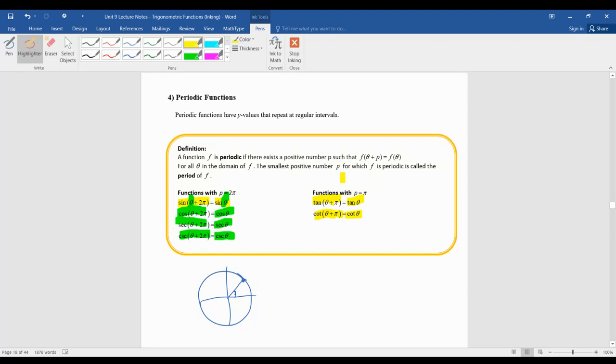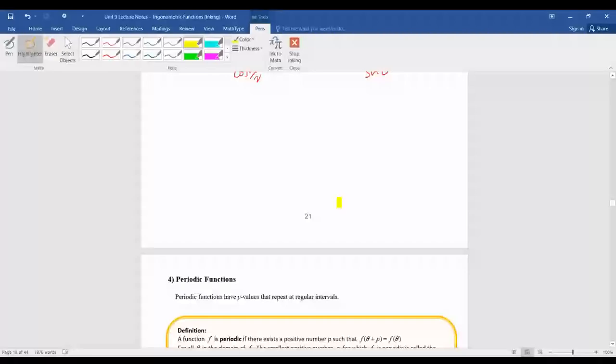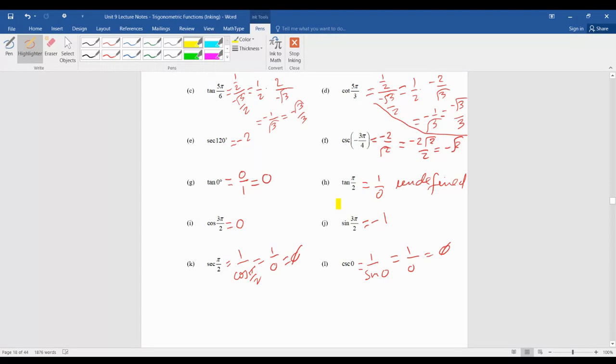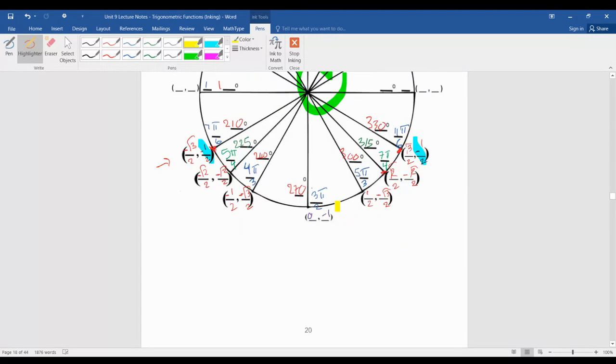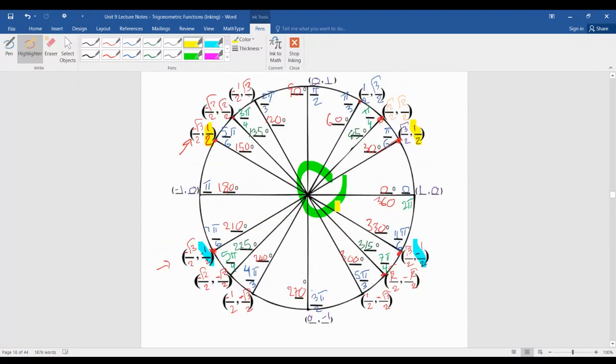So why does the tangent repeat after pi? Well, let's look at the unit circle. Pi, which is 180 degrees. Pi is equivalent to 180 degrees. So let's take a look over here.